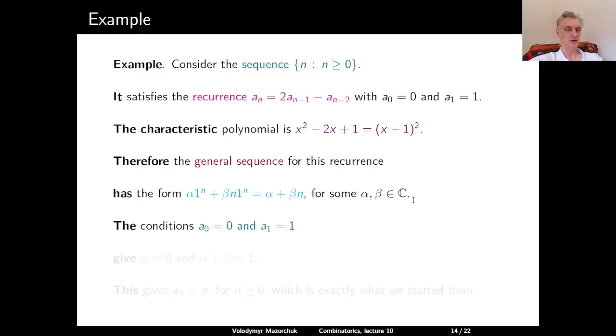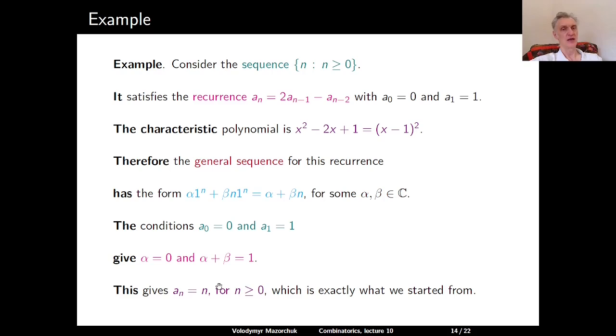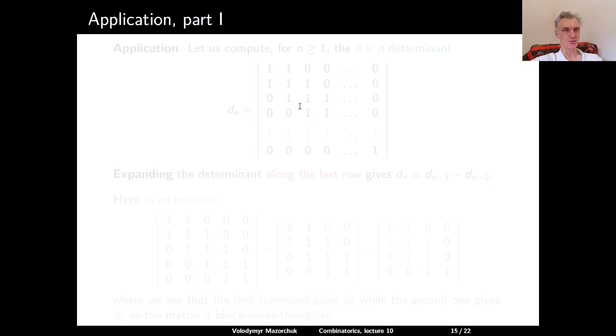And now we can use the conditions that a_0 is 0 and a_1 is 1. So this gives us alpha is equal to 0 and alpha plus beta is equal to 1. And so a_n is equal to 0 plus 1 times n, which is n for n greater than or equal to 0. And so in this way we come back to our original sequence, so we see how the whole theory works in this example.